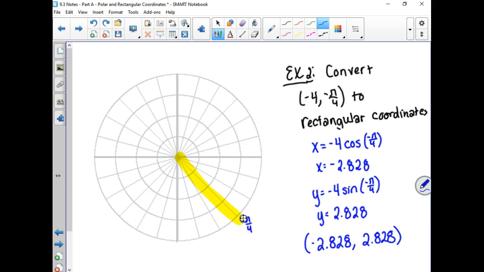But I don't go towards -pi over 4. I go away from -pi over 4. So here I go 1, 2, 3, 4. So this would be my point, -4, -pi over 4. Now, if I were naming that point, I'd probably call it positive 4, and then probably use 3 pi over 4, right? But they gave it to us this way. So if I go from the origin to that point, I know this right here is 4.